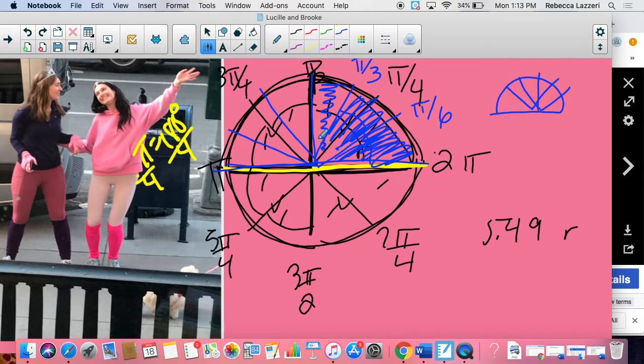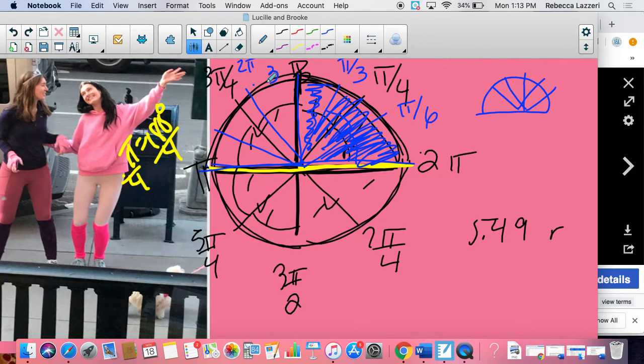How many do I have now? 3 pi's over 6, which is pi over 2. Half pi, pi over 2. Now I'm at 4 pi over 6. That's 2 pi over 3. 5 pi over 6. 6 pi over 6. Do y'all see I'm now at 6 pi over 6's? Which is pi.